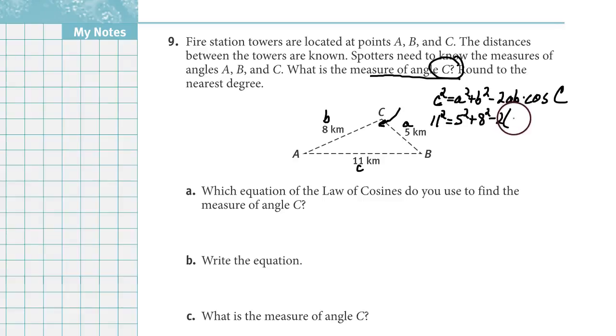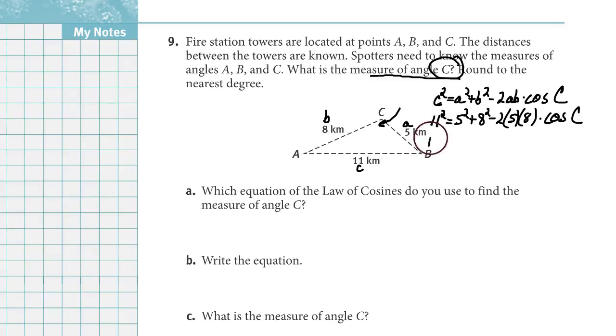For lowercase a, it was 5. Lowercase b was 8 times the cosine of angle C. So remember, it's the capital C that we don't know the answer for. That's where our variable is. Okay, so we have this very long equation, but it has only one letter in it, capital C, so it's solvable. Let's take this one step at a time and work our way down.